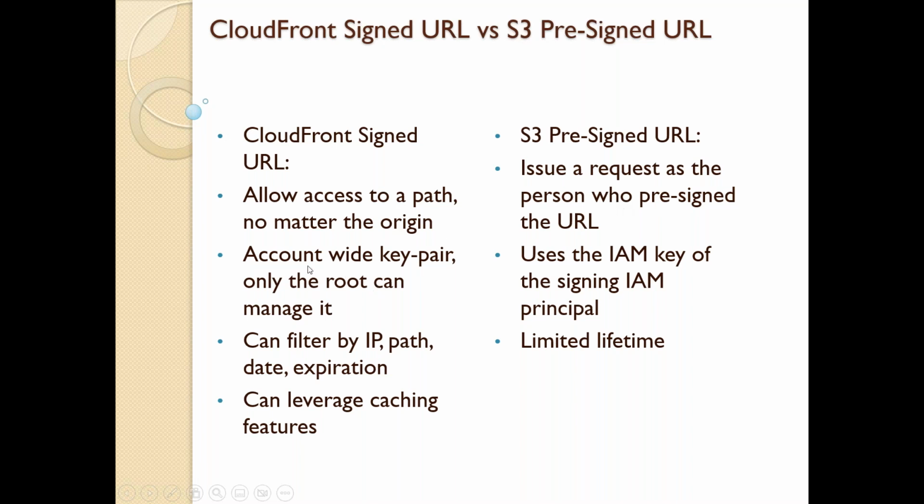For CloudFront, this is an account-wide key pair, and only root can manage it. With S3 pre-signed URLs, whoever is the IAM user who created the pre-signed URL will be the signing principal. With CloudFront you can filter by IP, path, date, expiration, everything. Here you can only have expiration by time, that's all, nothing else. With CloudFront you can leverage caching features. Here there are no caching features.